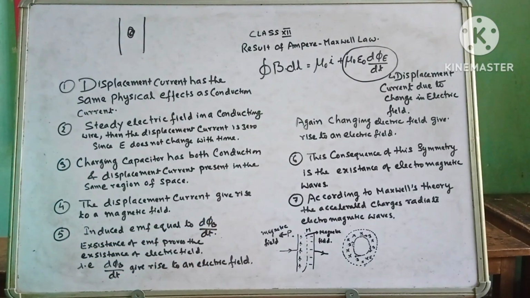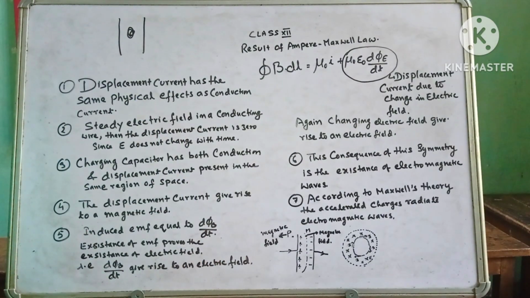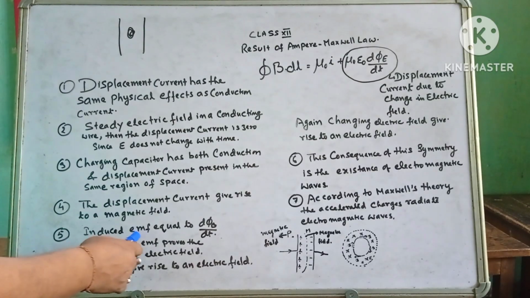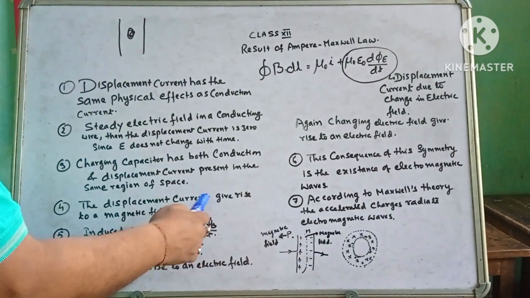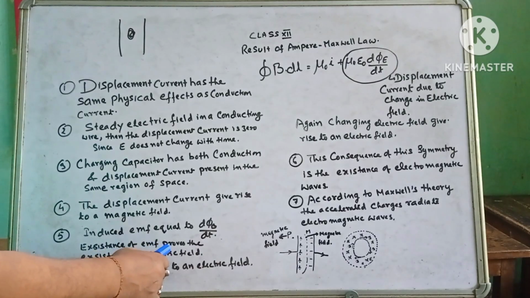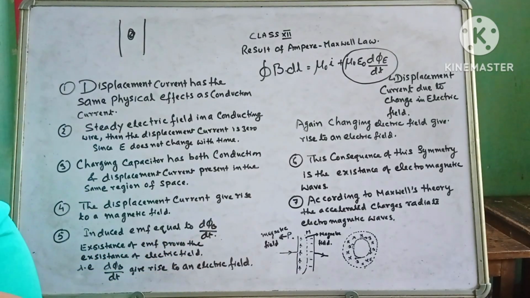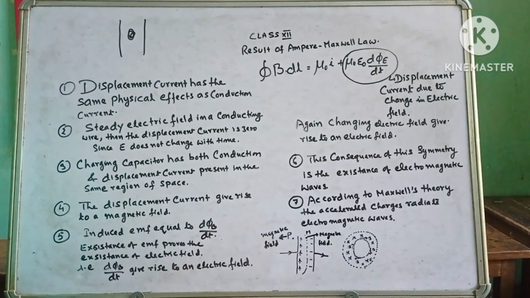d phi by dt. This is Faraday's law. That is, when there is change in magnetic field, an induced EMF is produced. If induced EMF is produced, that means there is an electric field. So this is Faraday's law, that induced EMF is equal to d phi by dt, because when there is change in magnetic field, there is induced EMF. And existence of this EMF proves the existence of electric field. It is clear, because if the induced EMF is produced, that means there is an electric field.